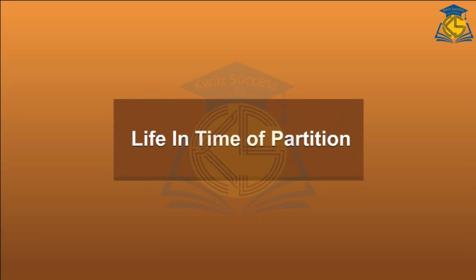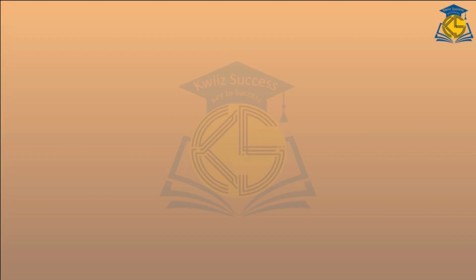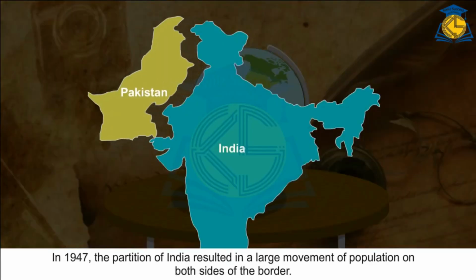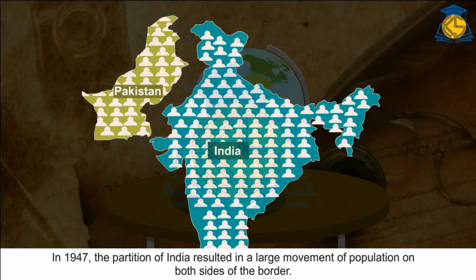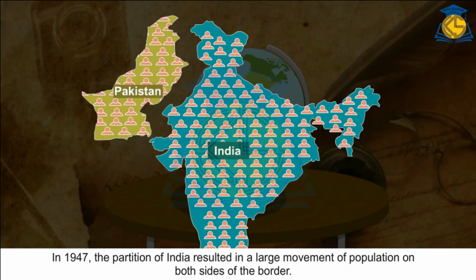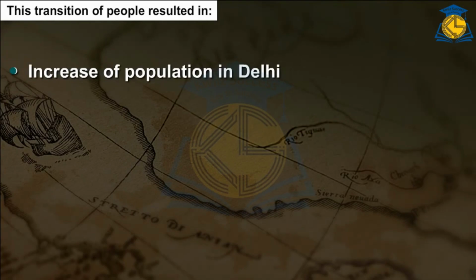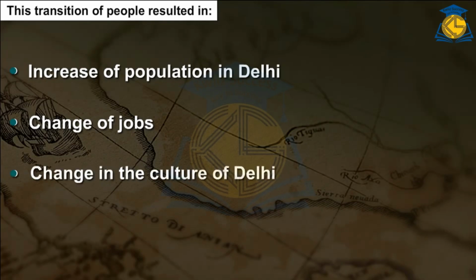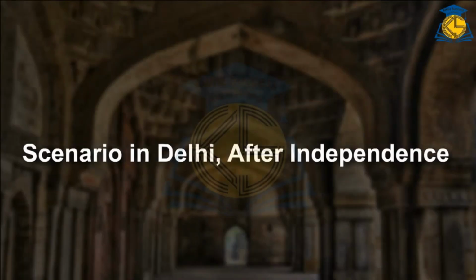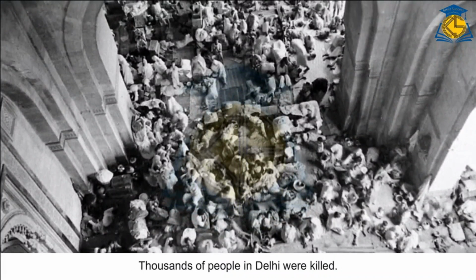Life in time of partition. In 1947, the partition of India resulted in a large movement of population on both sides of the border. This transition of people resulted in increase of population in Delhi, change of jobs, change in the culture of Delhi. Scenario in Delhi after independence. Thousands of people in Delhi were killed.